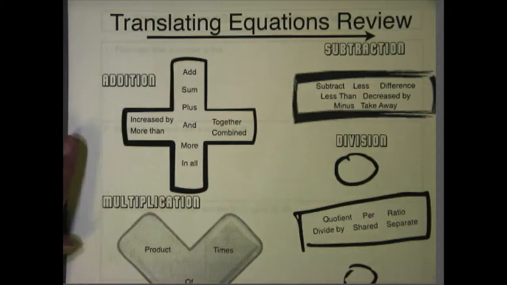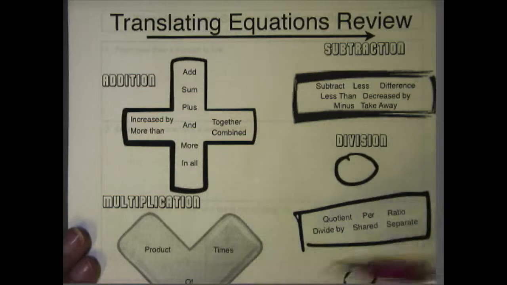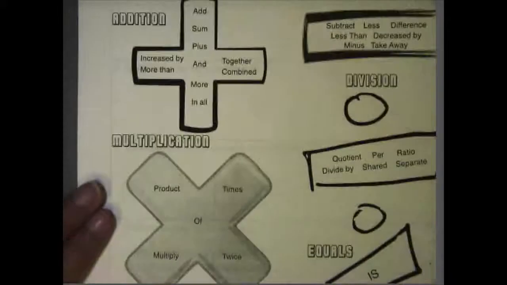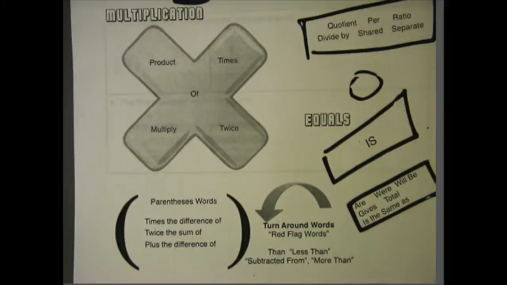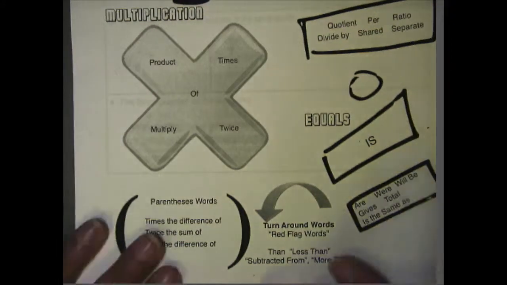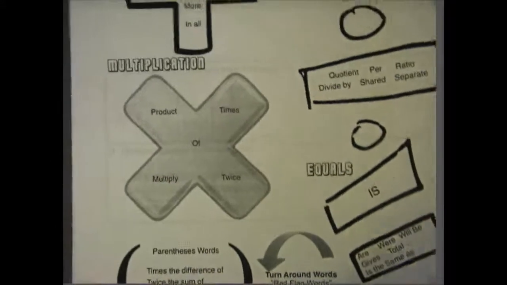And this equations review just gives you some words that you would use for addition, subtraction, multiplication, division, parentheses words, which are going to be real important in pre-algebra, and then the word equals, and then also turnaround words or red flag words. Those are going to be real important as we move into pre-algebra this fall. So take a look at this and maybe have this out as we go through the video and as you do your homework for week 9.